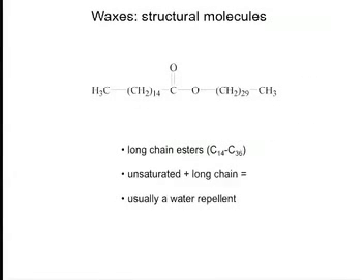Waxes, we won't spend any time on these. These are, again, structural molecules. We see that they're mostly composed of long chains, right? With 14 here, 29 here, with this kind of complicated linkage. A high degree of unsaturation, but usually we'll see these as water repellents, for example, in insect tissues and in plant tissues.